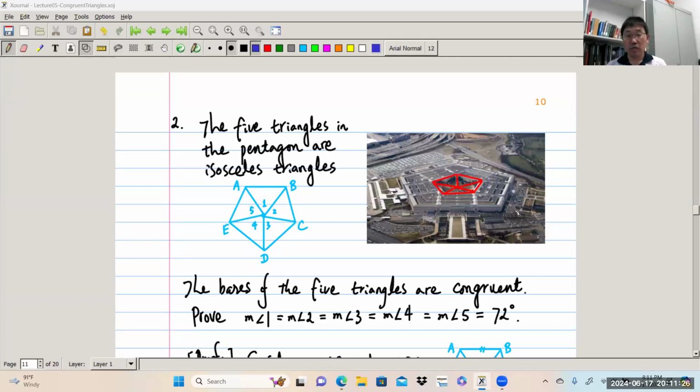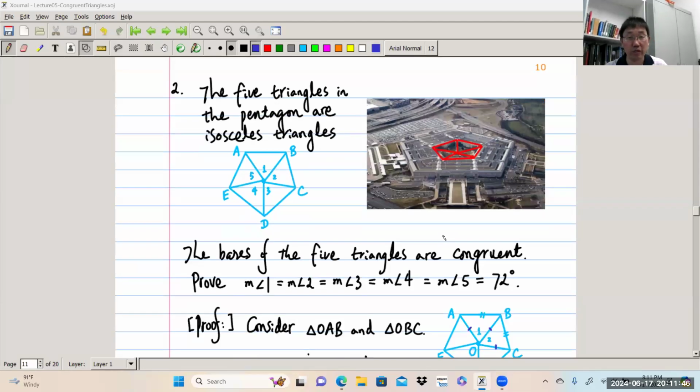So let's consider one more example to use the SSS congruence postulate. Then I'm going to ask you guys to do a poll question. Then we move on to the other postulates about the congruence of triangles. So let's consider this problem here.